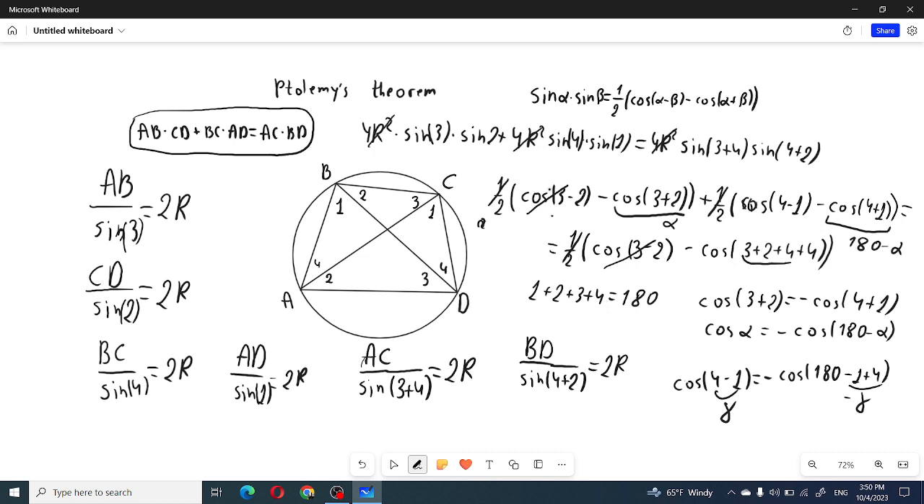And this is what we want to show, because by using the fact that cosine of gamma always equals negative cosine of 180 minus gamma. So we have proved Ptolemy's theorem.